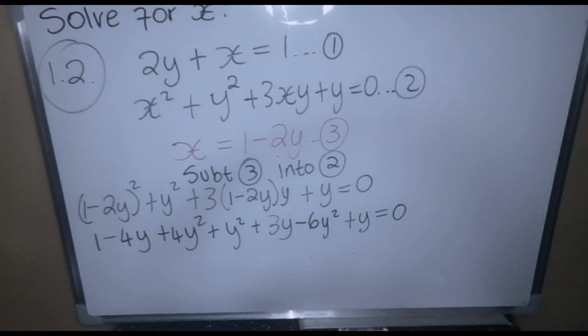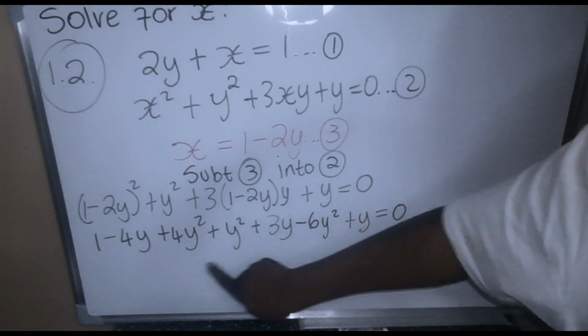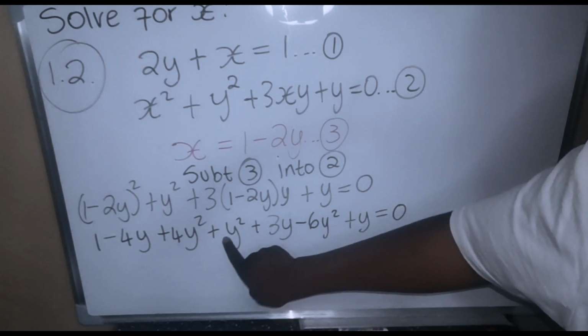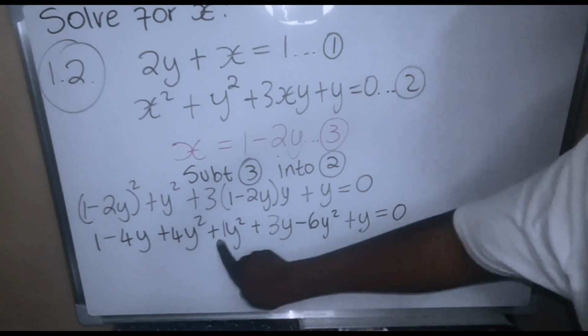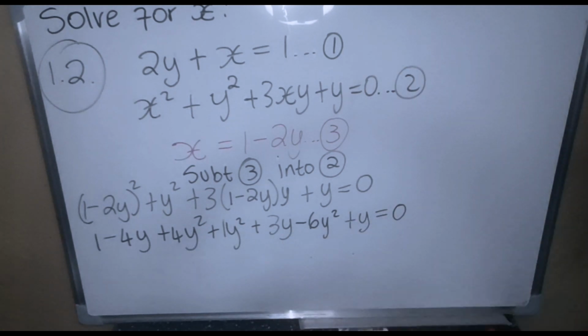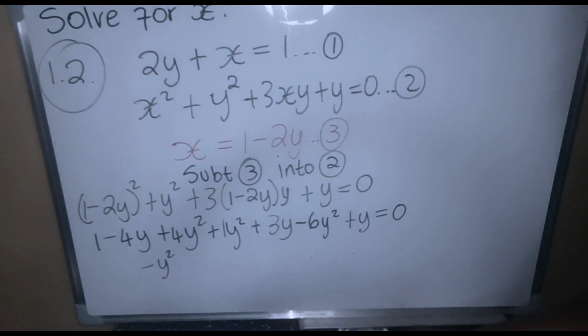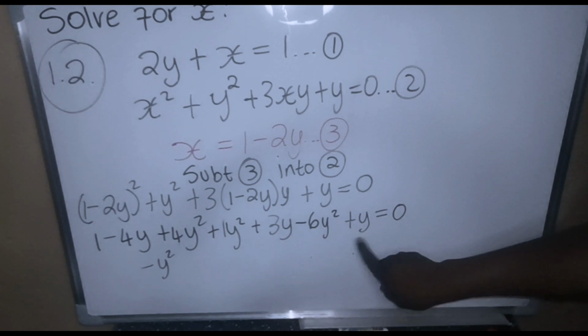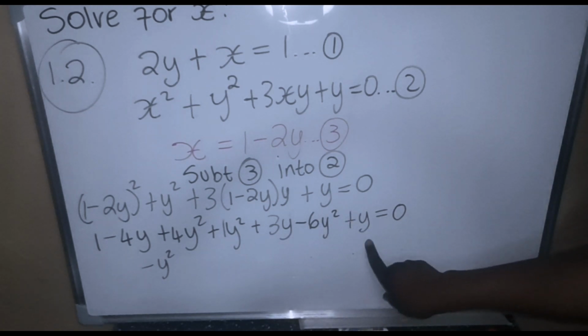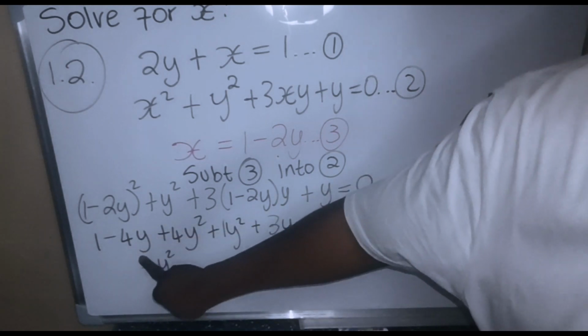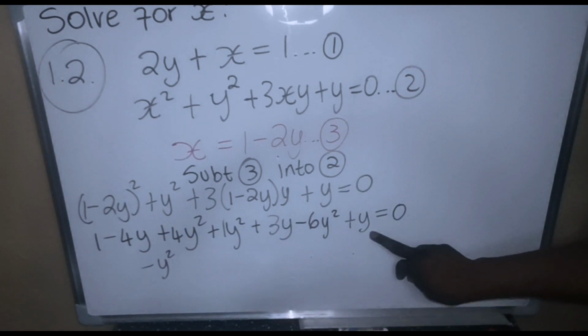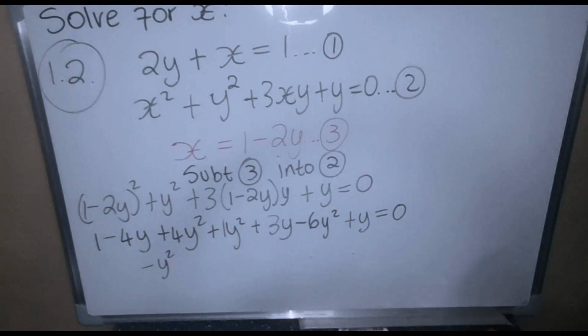Then are there any like terms? Yes. Y squared: 4 plus 1 is 5, 5 minus 6 again gives negative y squared. And here, then the y's: I've got 3 plus 1, that is 4, and here then minus 4y. 4y minus 4y is 0. We are cancelling it here, and we're left with the constant, which is this positive 1 here.